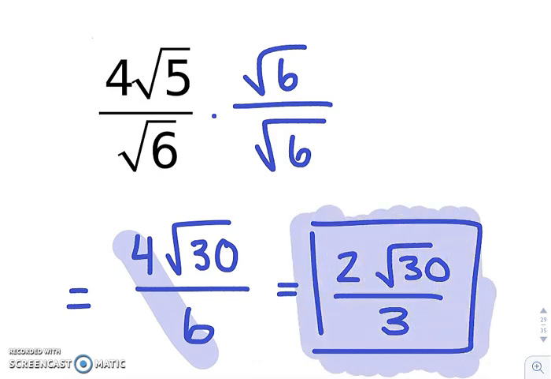So you always just multiply by that same number, but you're doing it to the top and bottom, to the numerator and denominator of your fraction. And then you just simplify from there.